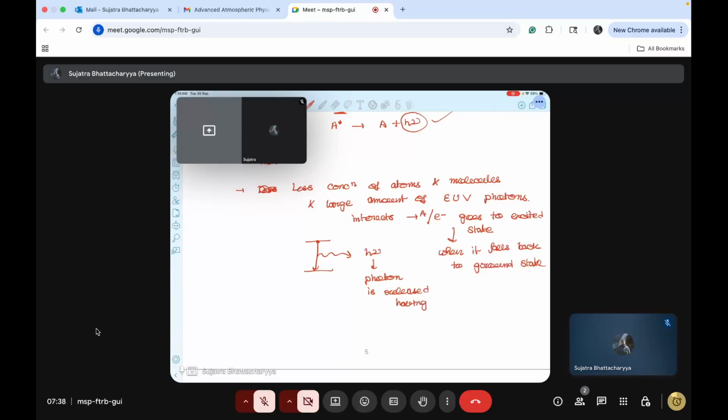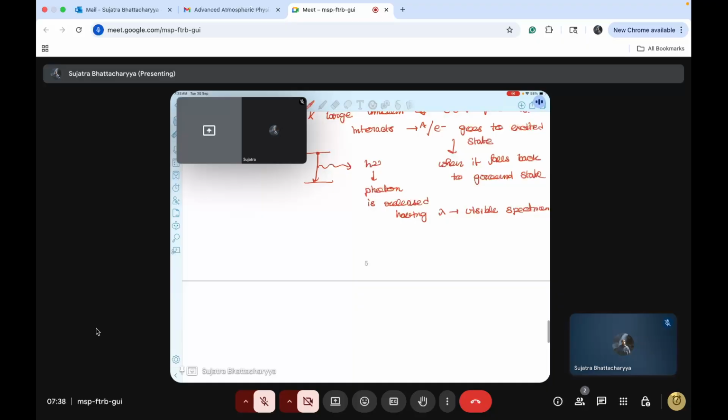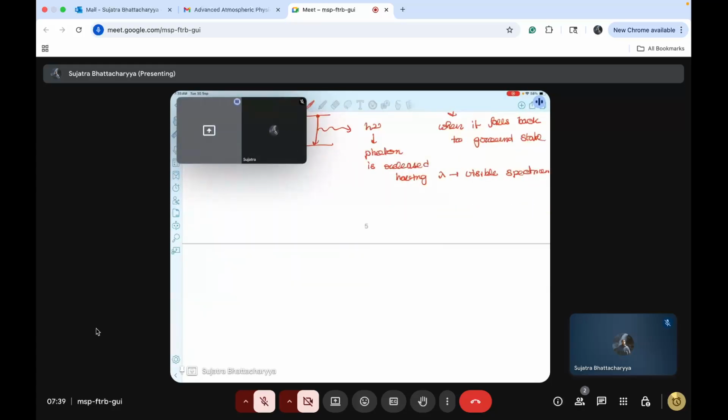Having lambda in the visible spectrum, that's why you see colors over the sky and all. The same process happens in the aurora, but it is somewhat different. Okay, so the basic differences, let us note them down.